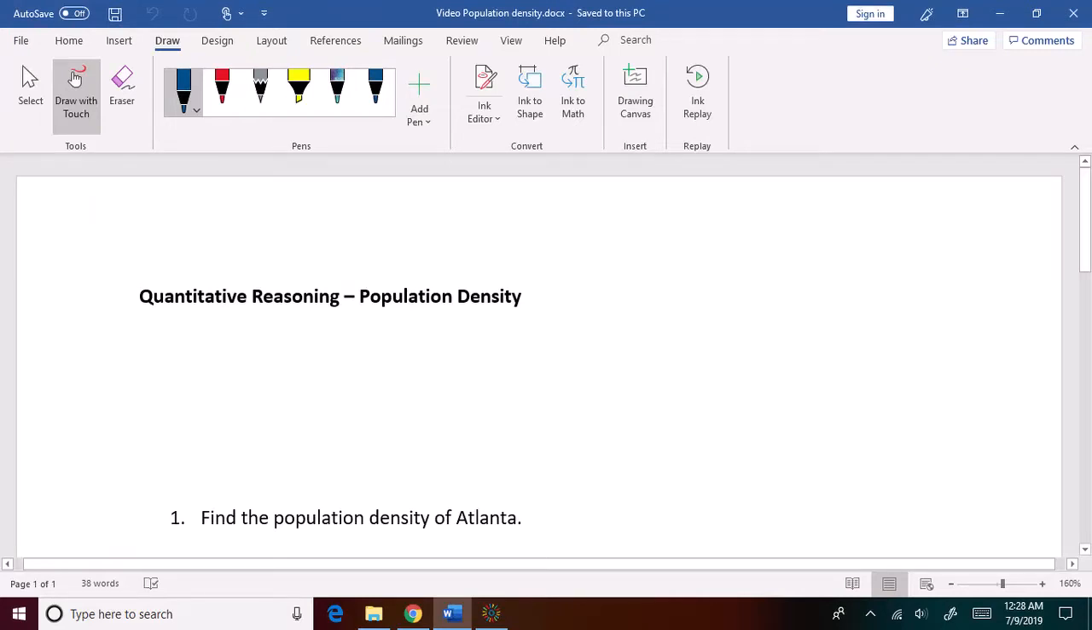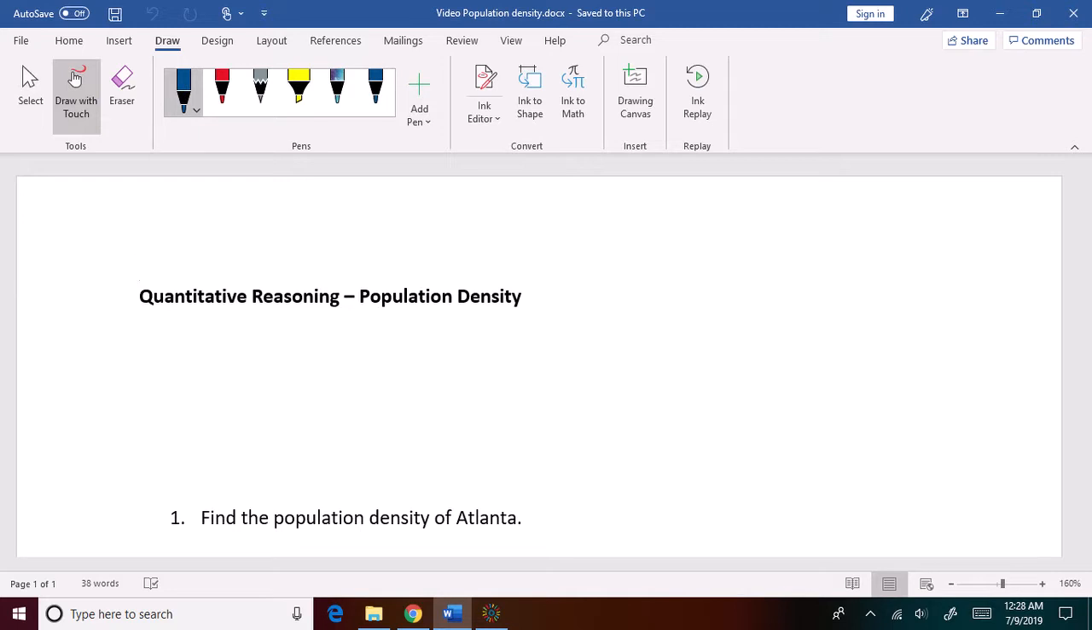Hello folks, I'll be talking about population density in the quantitative reasoning class. It's a simple subject, and I'll go through some examples.